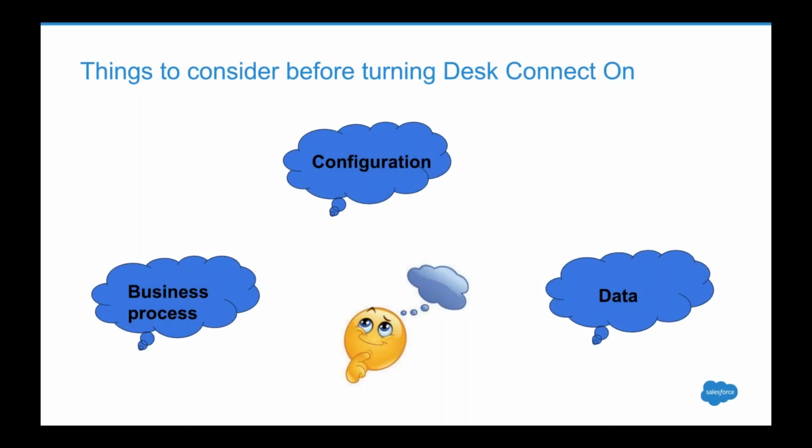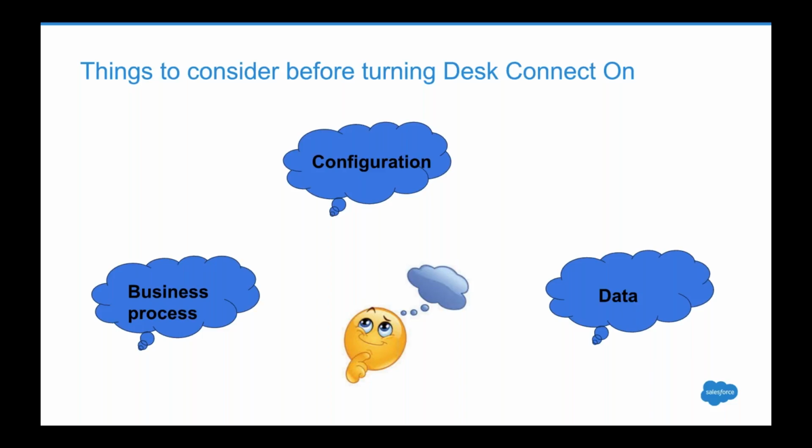So now we're going to deep dive into Desk Connect, and let's say you've made up your mind to enable Desk Connect. So now we're going to talk about what you really need, pre-enablement and post-enablement for Desk Connect. Important things to consider pre-enablement: these are things to think of before you go ahead and turn Desk Connect on. Like I said in my previous slide, there are three things you really need to know about your org before you make a decision about turning Desk Connect on.